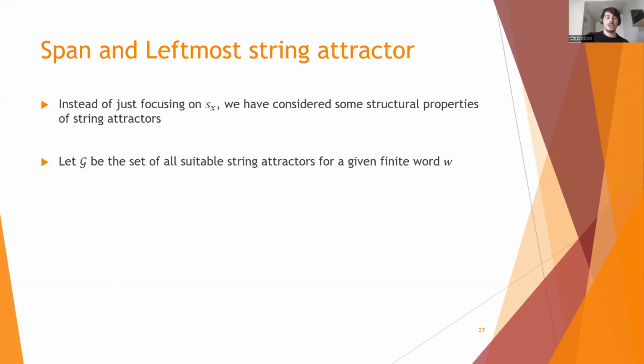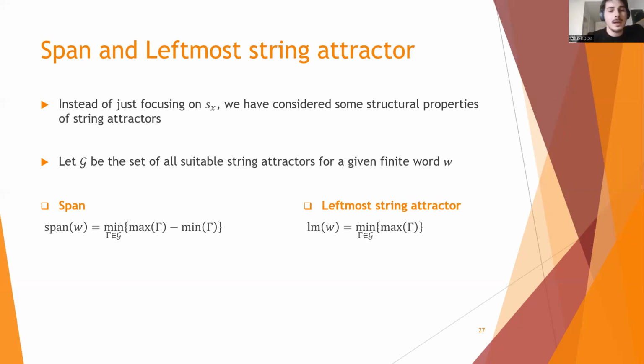So let us consider G as the set of all suitable string attractors for a given finite word W. So we define the span of W as the minimum difference between the last element and the first element of a suitable string attractor for W. While with leftmost string attractor, we refer to any string attractor that has the minimum last position.